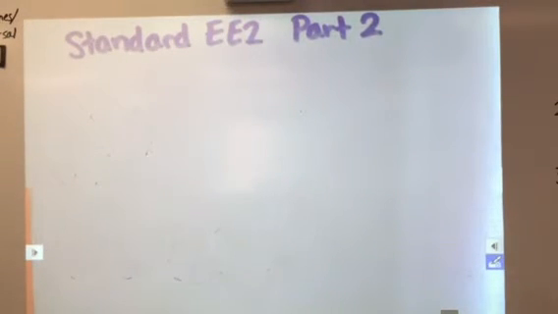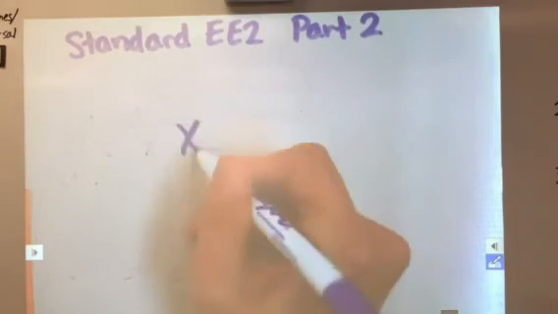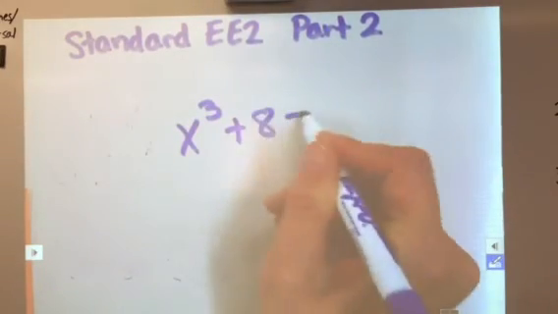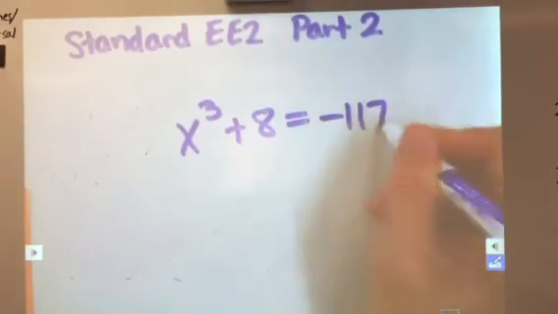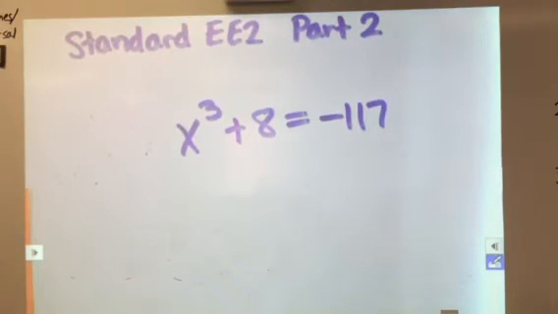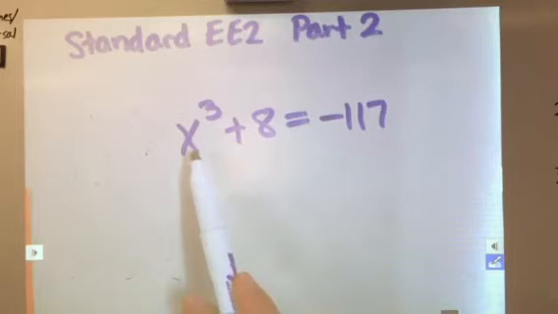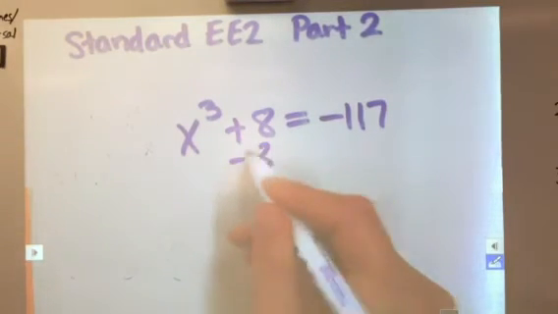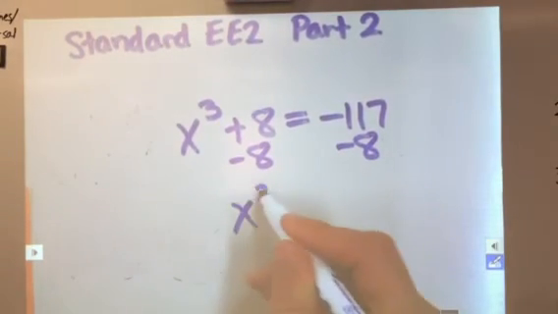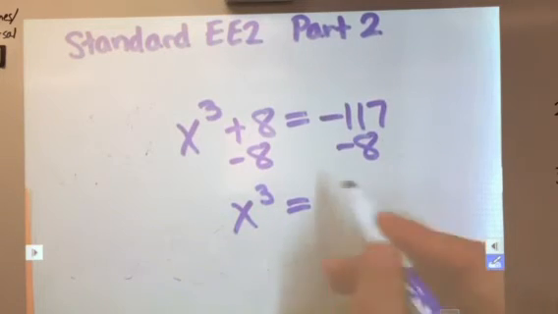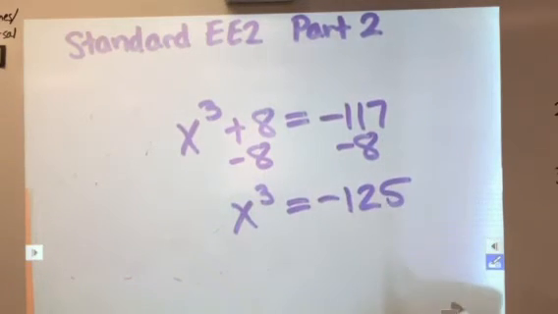Cubic equations are very similar. If we have x cubed plus 8 equals negative 117, before we can take the cube root and isolate x, we need to get x cubed by itself. To get x cubed by itself, I'm going to subtract 8 from both sides. So I'm left with x cubed equals negative 125.